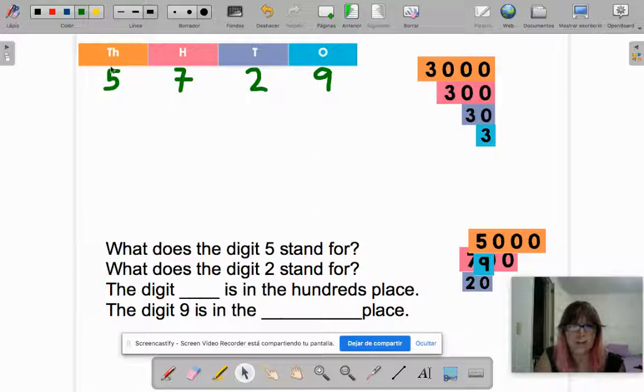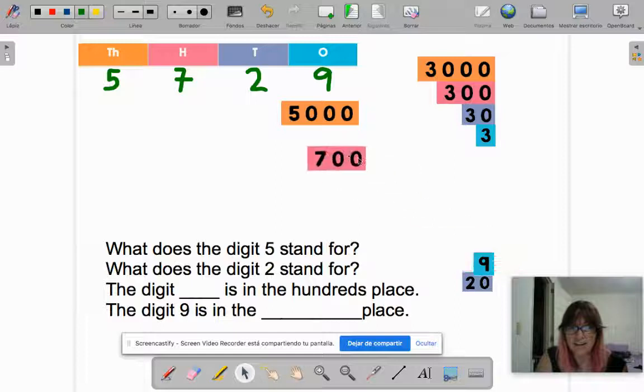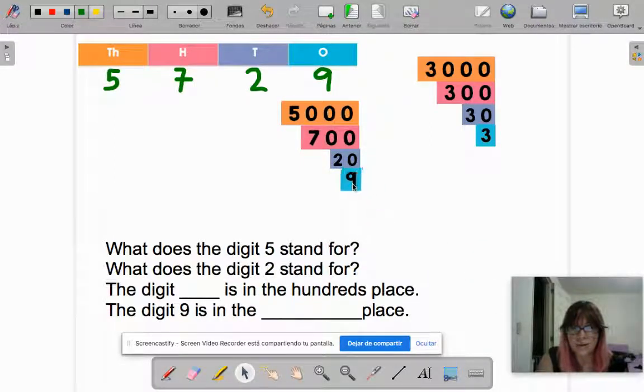So first, I bring my 5,700 to, that means 20, and in the ones we have 9. So actually, that's even how we read it. 5,729. Everyone repeat the number. Excellent. 5,729.